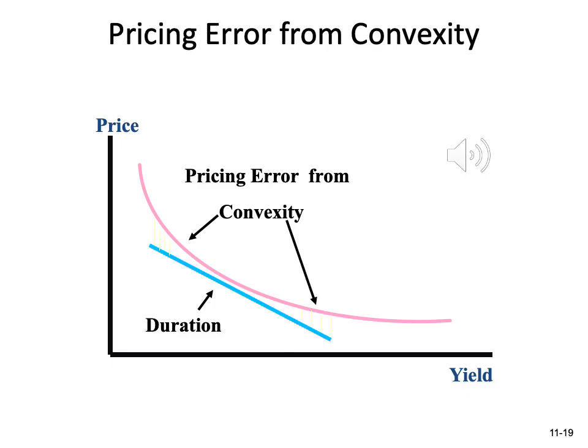The limits of the duration are plotted in this picture. The blue line is the estimation of the price change in response to the yield change, which is linear, or a straight line, while the actual change in the price versus the change in the yield is a curve, or a convex function. So the difference between the pink curve and the blue curve is the estimation error.